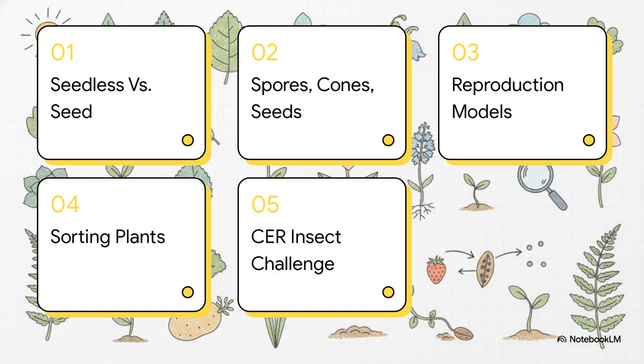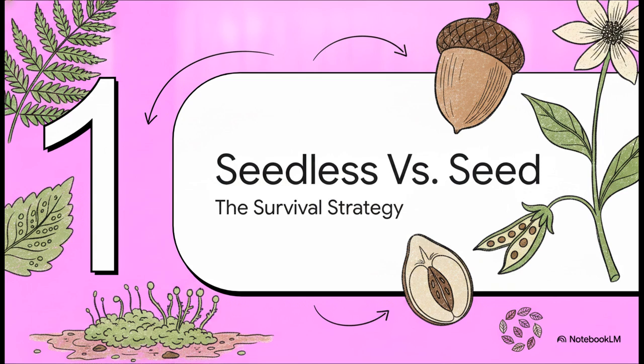Okay, here's a quick look at our roadmap. 1. Seedless versus seed plants. 2. Spores, cones, and seeds. 3. Plant reproduction models. 4. Sorting ferns and conifers. And 5. The COR insect challenge.